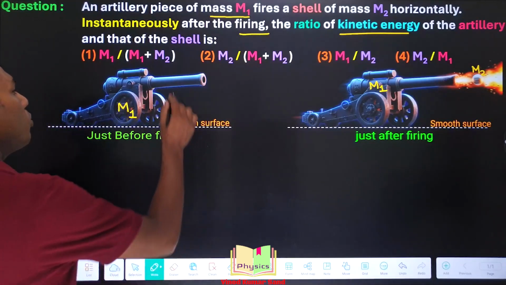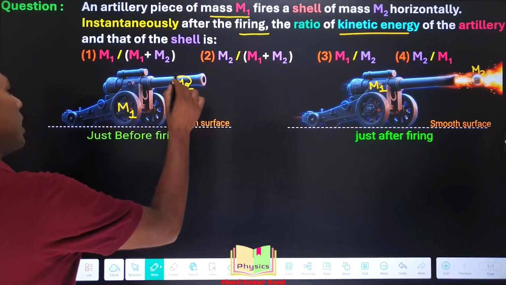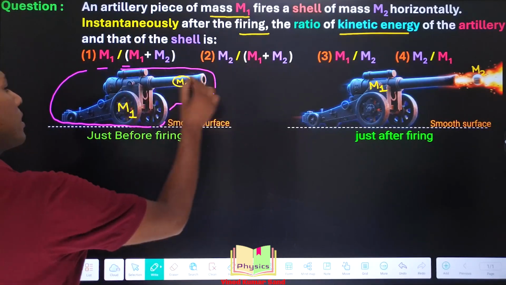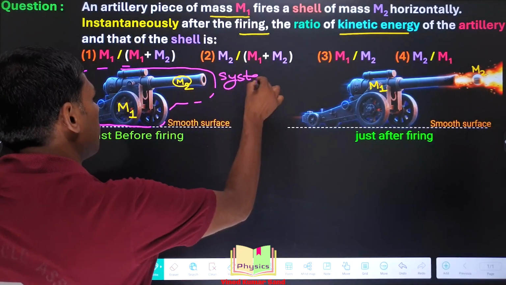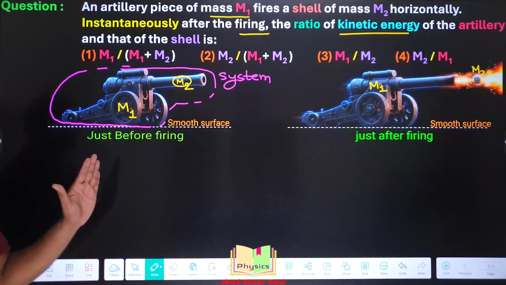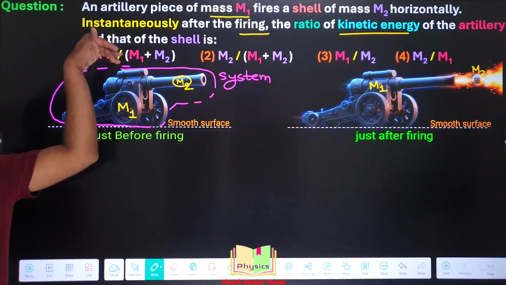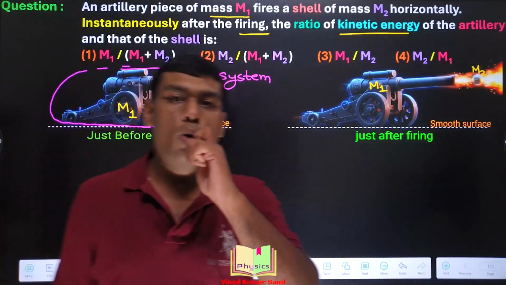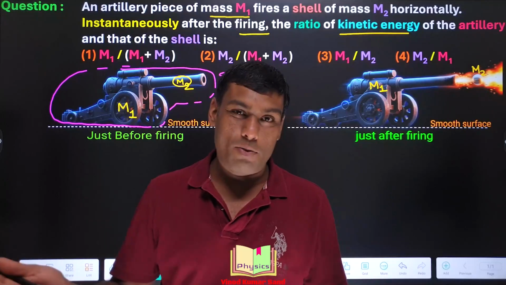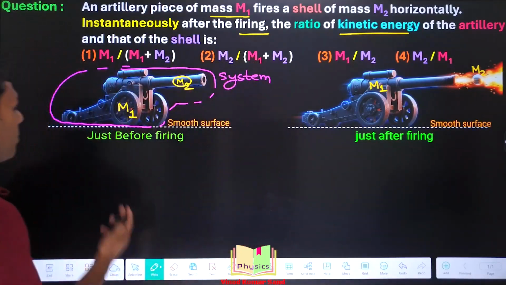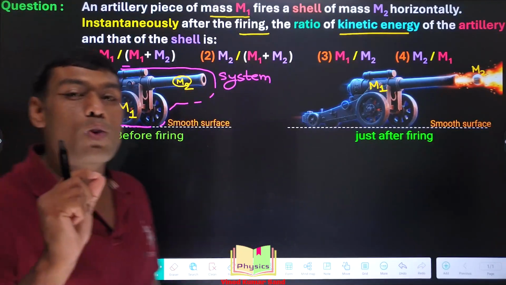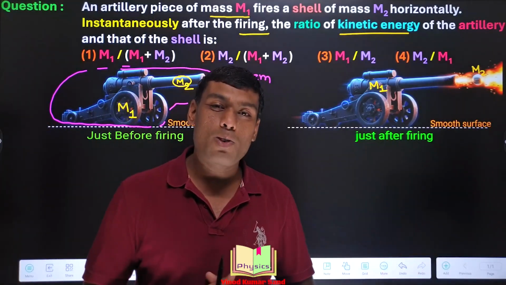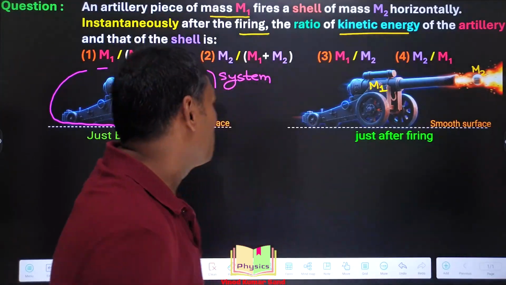So what we do, we consider this shell and artillery as our system. Now on the system, there are two forces visible. One is the normal force, the other is mg. They are getting balanced. In the horizontal direction, there is no external force on the system. The surface is smooth, so there is no friction. It means in the horizontal direction, we can conserve the linear momentum of the system, as the net force along the horizontal direction on our system is 0.